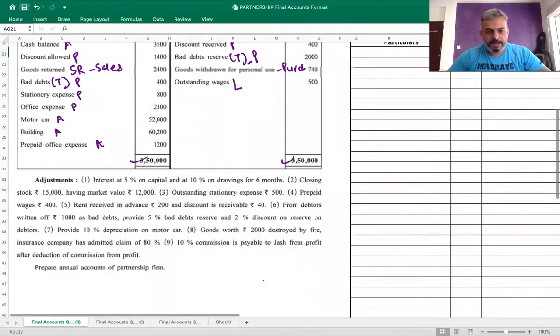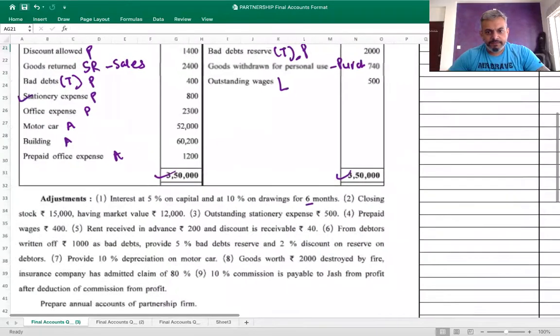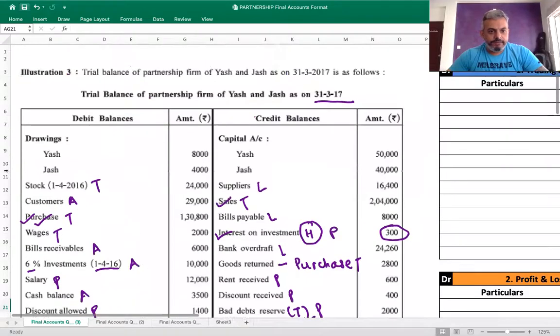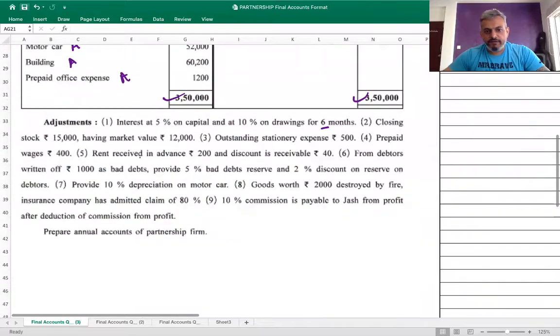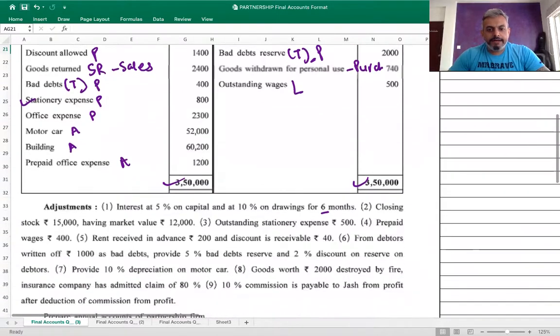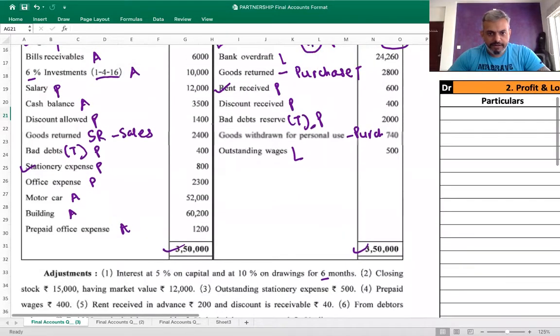This should always tally. If this does not tally, it means that it is suspense account. Now interest on capital and interest on drawing is only for 6 months, later. Closing stock later. Outstanding stationery expense, so tick stationery expense. Then prepaid wages 400, tick wages as prepaid. Then rent received in advance 200, so tick rent received. And discount receivable 40, tick discount also.